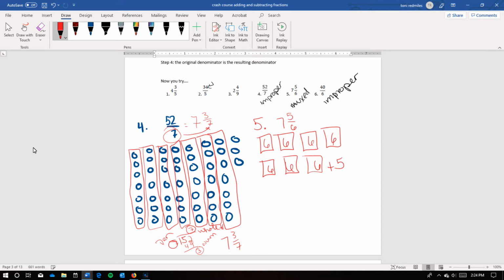Okay, so 6 plus 6 is 12, plus 6 more is 18, plus another 6 is 24, then 30, 36, and the last one would be 42, plus 5, so 47 over 6. Well, I can also get that by saying 7 times 6 plus 5, which is basically what I did. Multiply these two, add these two, and I would get 42 plus 5, which is 47 over 6. Very good. One more.